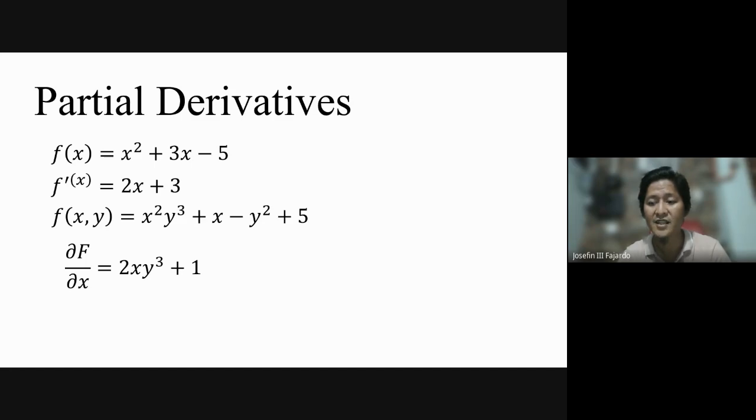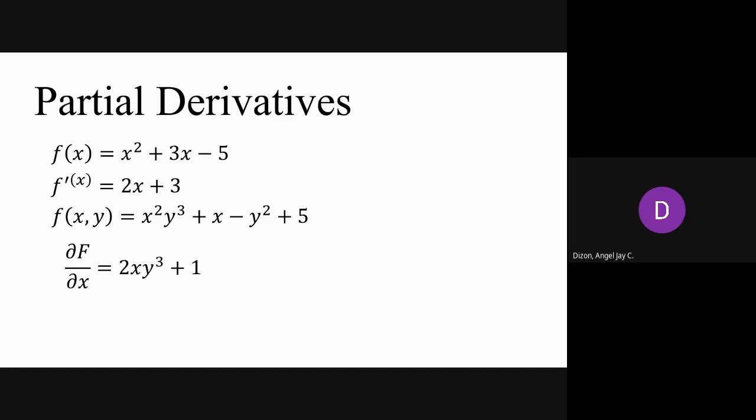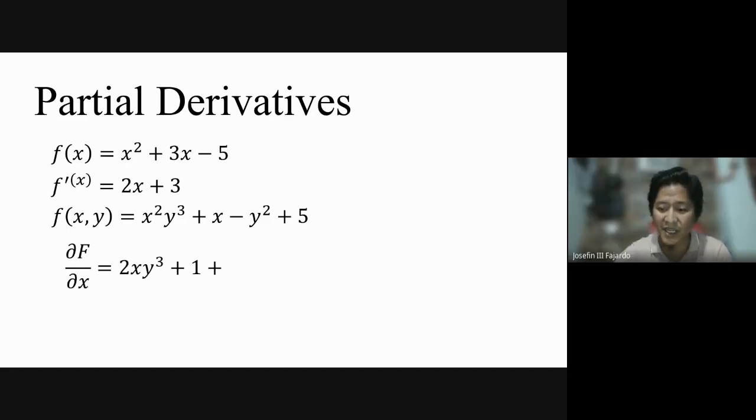Dahil constant sila, di ba ang derivative niyan ay? Zero po ba, sir? Okay, very good. So parang may plus 0 tayo dito. But since it's constant, pwede na natin tanggalin yan. So ganun pa rin. Malinaw po ba?